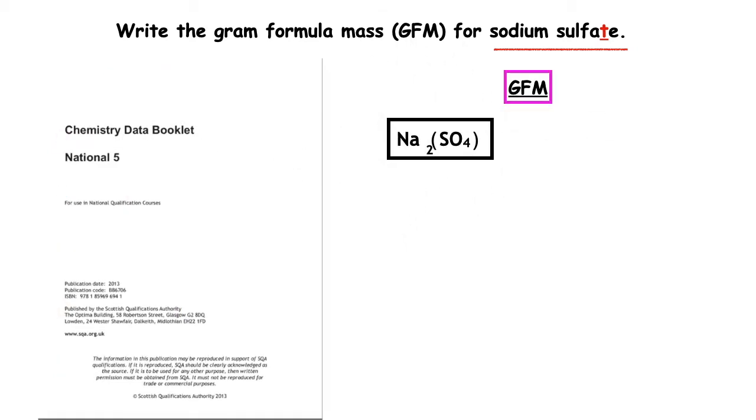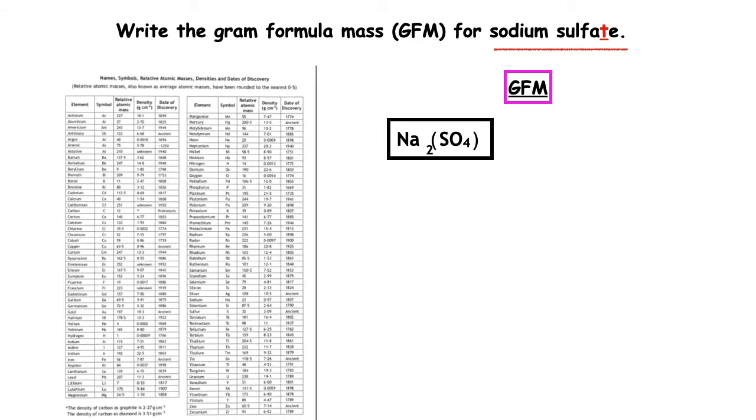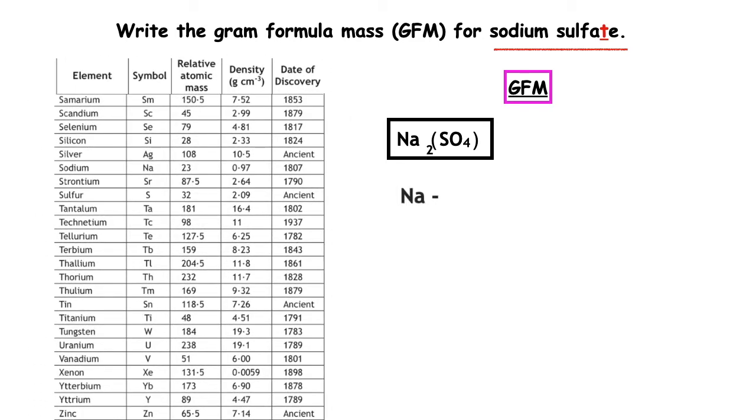So to work out the GFM, we have to take down each of the elements from the formula. Sodium has the symbol Na. How many do we have? We have 2, multiplied by the relative atomic mass, which can be found on page 7 of the data booklet, which is 23. 2 times 23 equals 46. Sulfur, how many do we have inside the bracket?